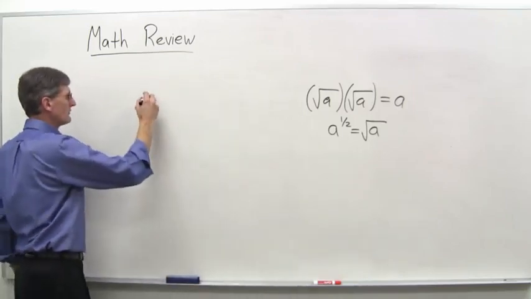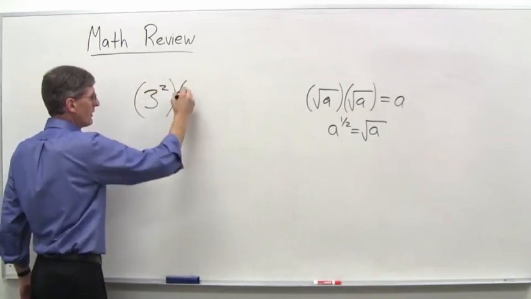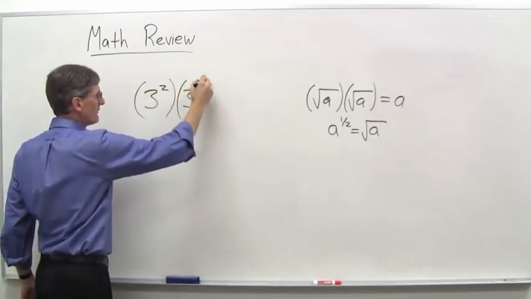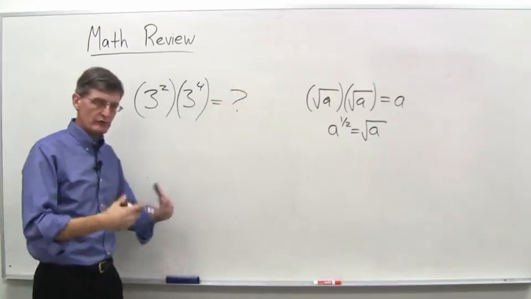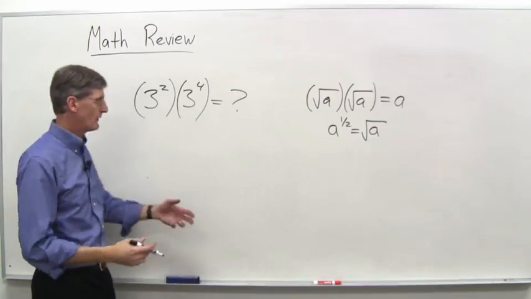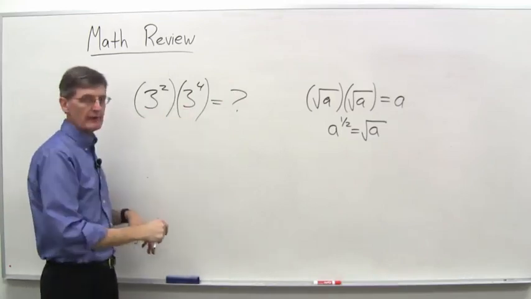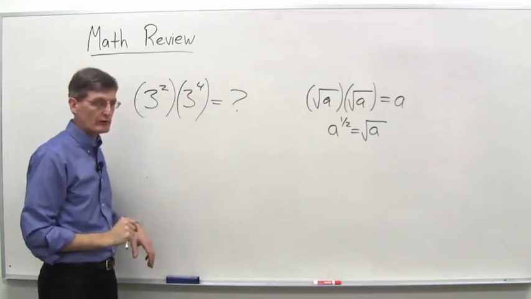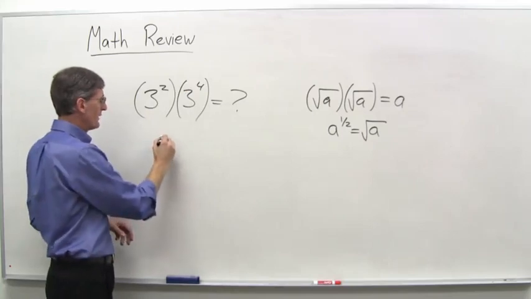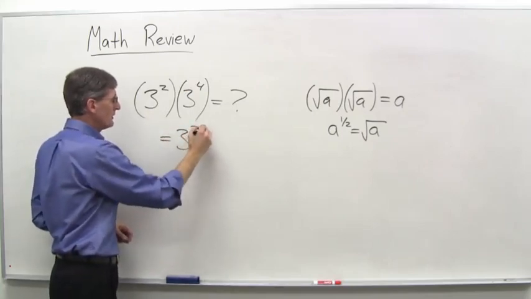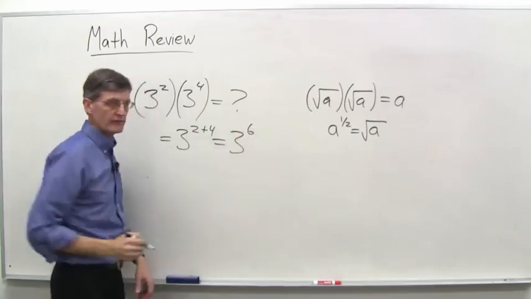if you have, let's say 3 again, if we have 3 squared times 3 to the 4th power, what does that equal? If you dredge your mathematical memory, if it's been a while, when we have like bases, remember the 3's here are called the bases, and the 2 and the 4 are the exponents, when you have like bases, you just add the exponents. So this becomes 3 to the 2 plus 4, which is the same as 3 to the 6th power.